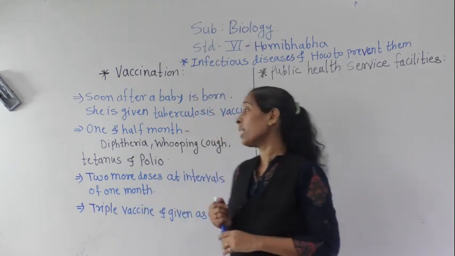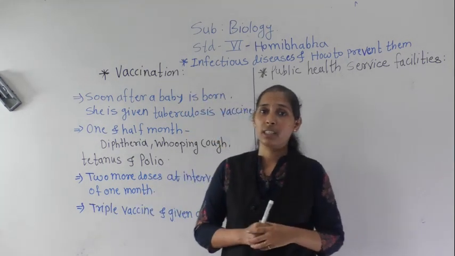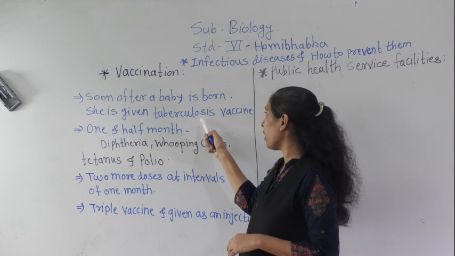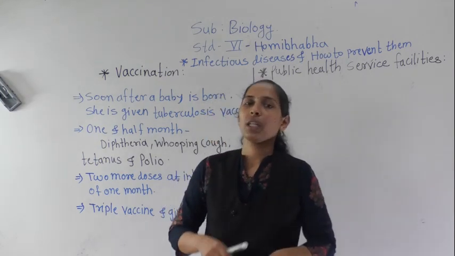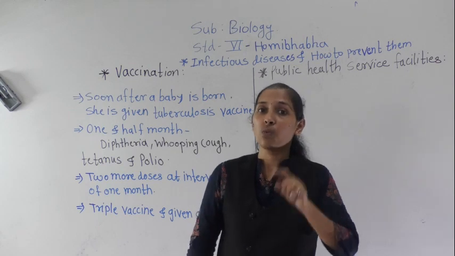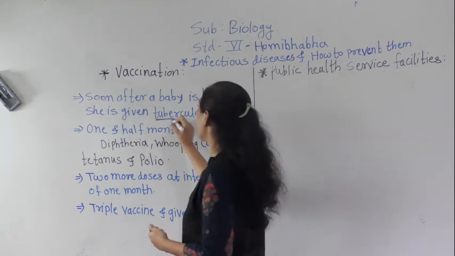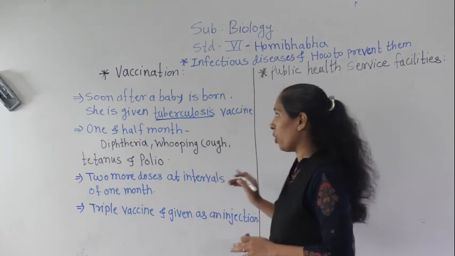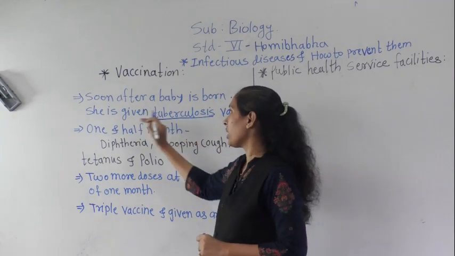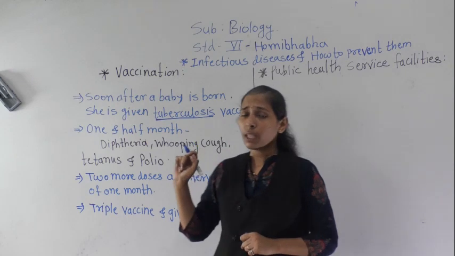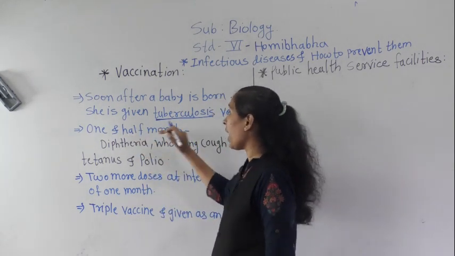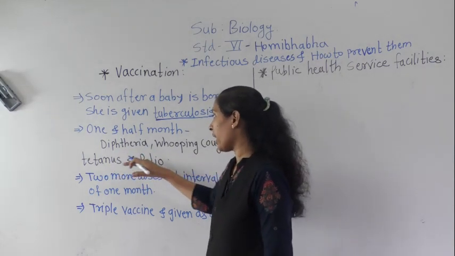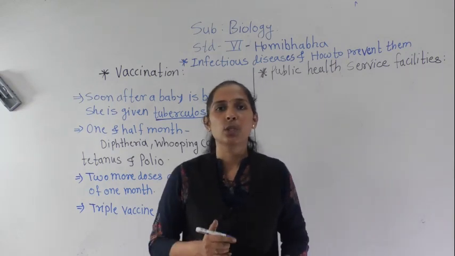Let's see which are the different vaccinations we are taking. Soon after a baby is born, she is given the tuberculosis vaccine. So as the baby is born, at that time only the baby is given one vaccine, and the name of that vaccine is tuberculosis. Next one is that after 1.5 months, the vaccines for diphtheria, whooping cough, tetanus and polio are given to the children.